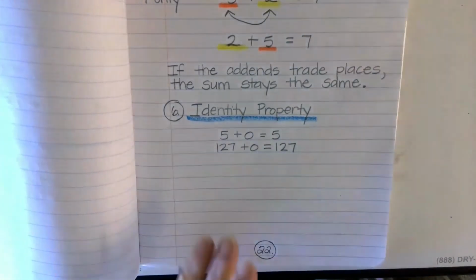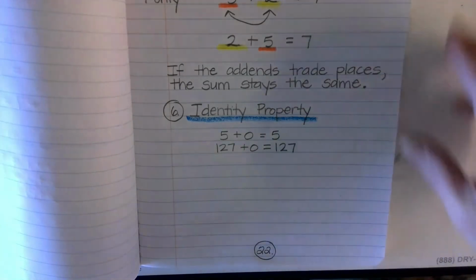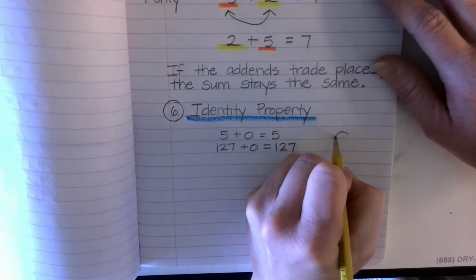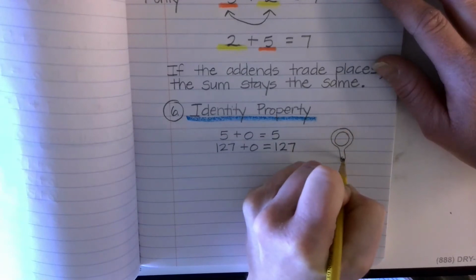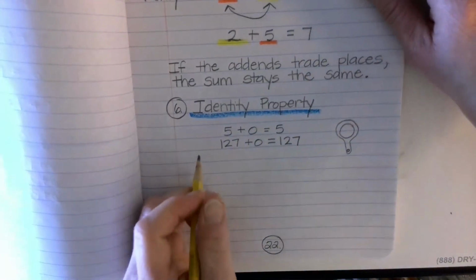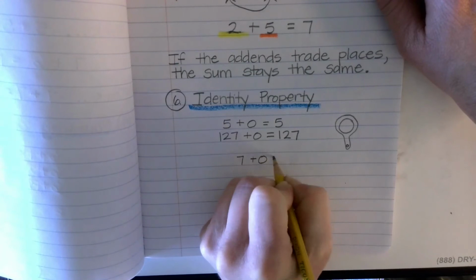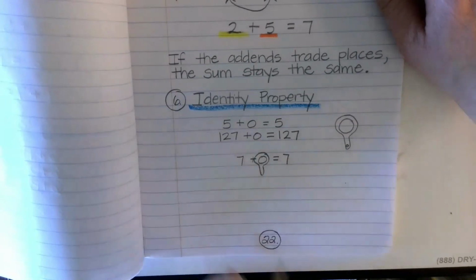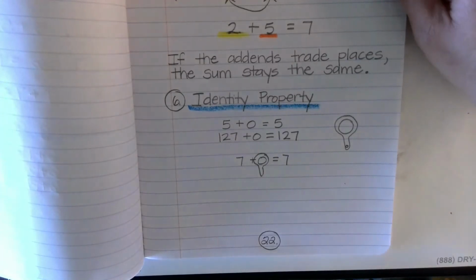Now, what do we use to look at ourselves? What can we use to look at ourselves to see how we look, everyone? A mirror. So you can pretend that this 0 is a mirror. We'll draw a little mirror. So I could say 7 plus 0 is equal to 7. And I'll put my little mirror here. So pretend the 0 is a mirror.